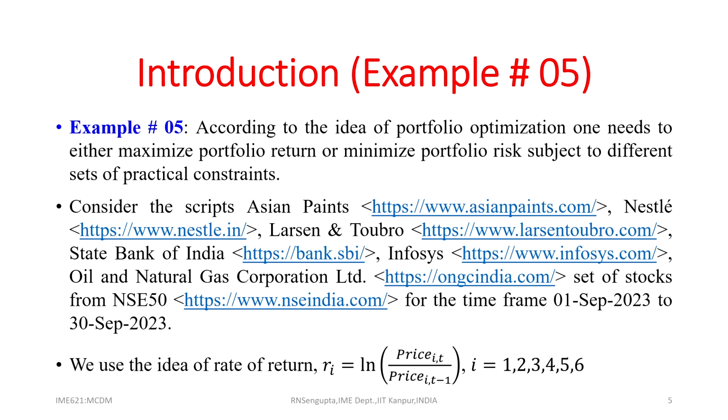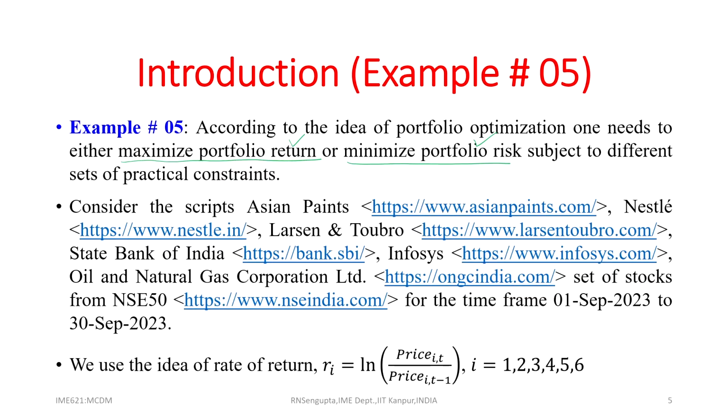One is to maximize the portfolio's return, because the more the better for the investment, and the second is to minimize the portfolio risk. Return and risk, in the parlance of portfolio optimization and investment analysis, are considered as the first moment, which is the expected value, and the second moment, which is the variance. Risk is basically the variance, and there will be different types of practical constraints also, and we will see that soon and try to analyze it.